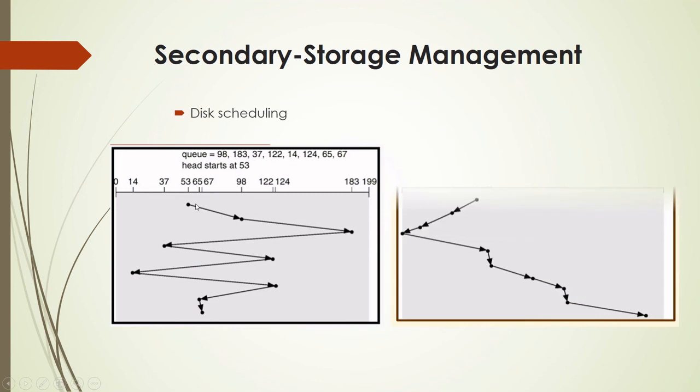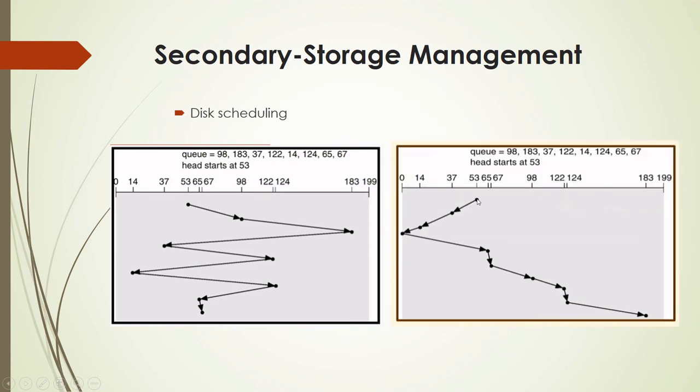If we see another diagram, it can also be done like this: 53, then 37, then 14, then 0, and then going to the other direction: 65, 67, 98, 122, 124, and then 183. So you can see there are two different ways in which the cylinders can be accessed, one using this way, another using this way. So there are two scheduling algorithms which can be used to retrieve the file contents from each of the cylinders.